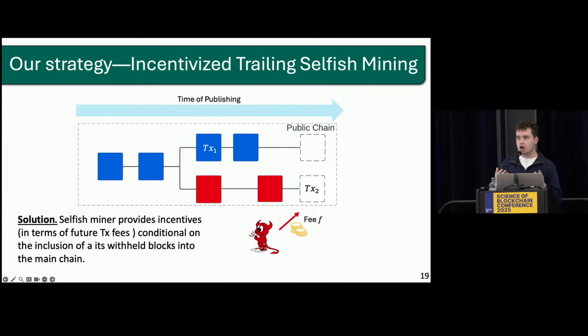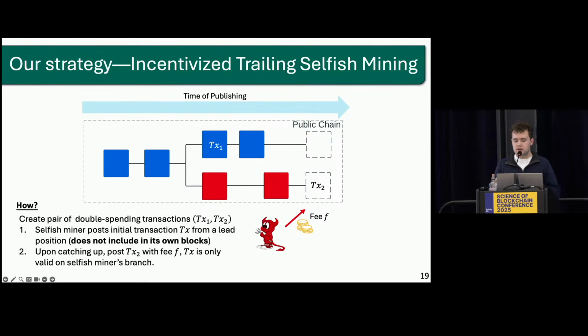And first, I just want to talk about what trailing selfish mining is. Here, a selfish miner continues to extend their private chain, even when lagging behind the public chain, with the hope that they'll eventually catch up and be able to have their entire branch included. So here we utilize double spending to encourage rational miners to adopt a trailing selfish miner's branch. To do so, a selfish miner posts a transaction, transaction 1, spending some currency from an account they own to another account they own. And they don't include it in their private chain, but others might on the public chain.